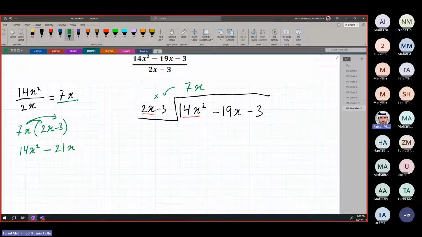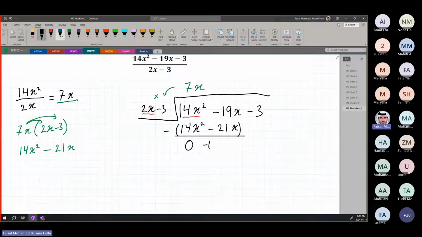Now this answer over here, we're going to write it down under here, 14x squared minus 21x. And you're going to be subtracting. You're going to be subtracting this value. Remember, it's the entire thing, so all of this gets multiplied by the minus. For 14x squared minus 14x squared is 0. If you do not get 0 here, just know you made a mistake in finding your 7x over here. So the first value has to be equal to 0.